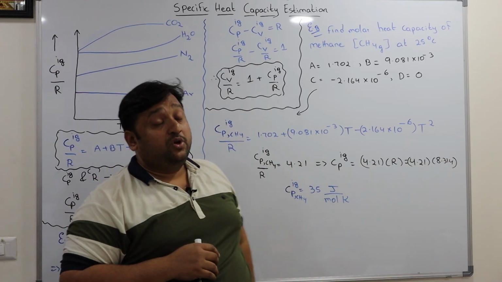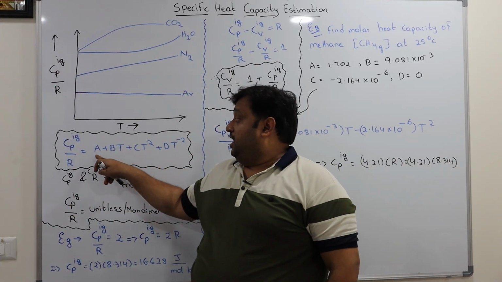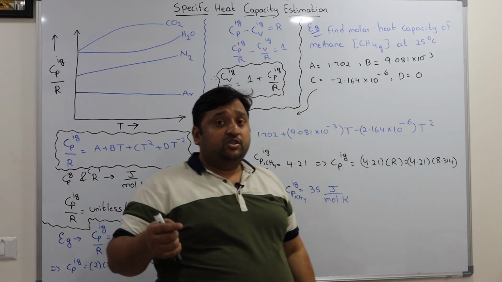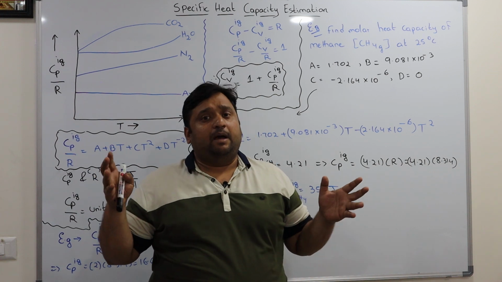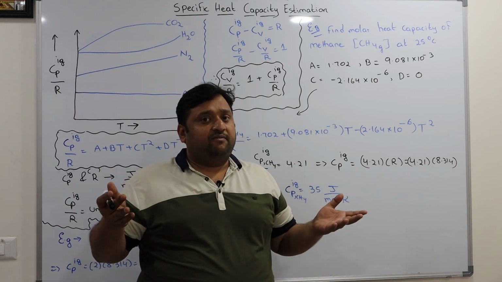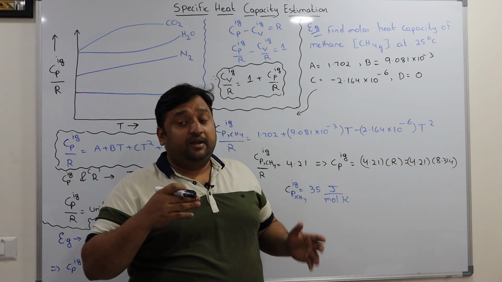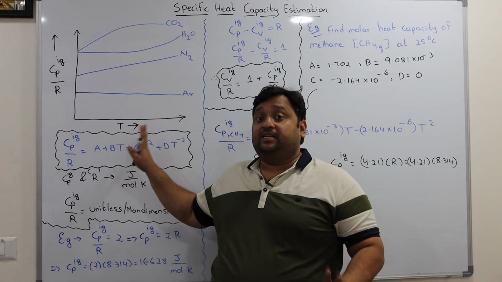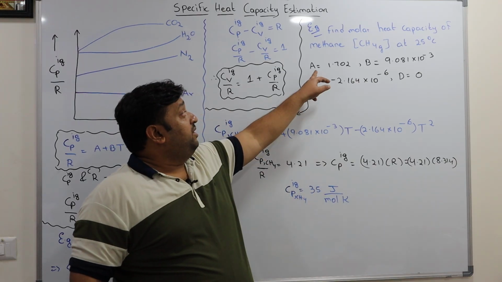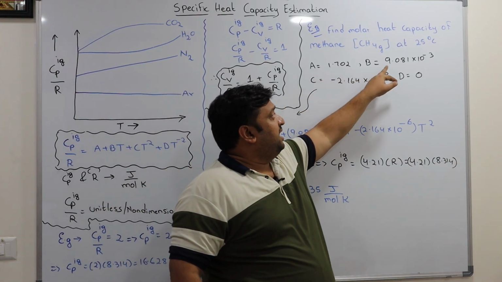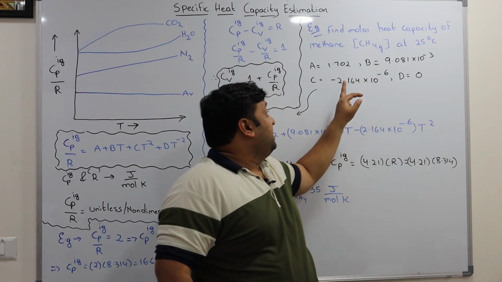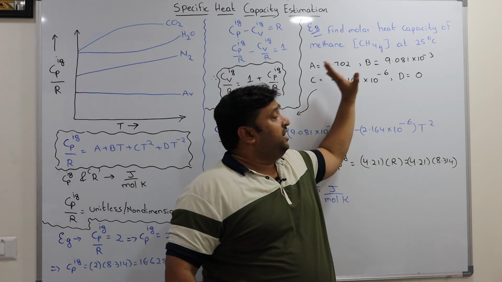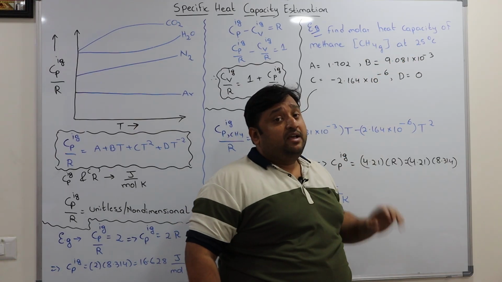Let us use this equation. The A, B, C, D of methane you have to know. There is a table in the appendix of the books where you will get the values of A, B, C, D. Once you know A, B, C, D, put them in this equation to estimate the value for this particular gas at a particular temperature. So A is 1.702, B is 9.081 times 10 power minus 3, C is minus 2.164 times 10 power minus 6, D equals, these are the particulars of methane.